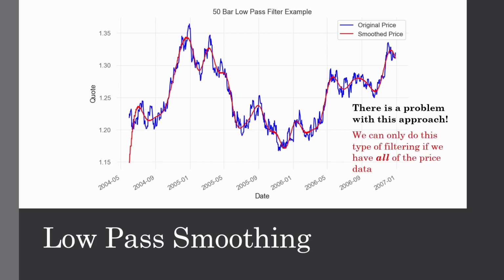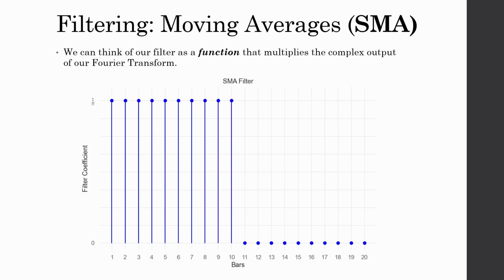We can only do this if we have all of the price data. We did this filter using all of the price data, so this is not possible when we don't have all the price data. And the other thing is, in practice, if we're calculating a filtered moving average, we're not going to perform the Fourier transform on every bar. So what do we do? We go to a moving average. Now, a moving average, in this case a simple moving average, we can think of it as a function that multiplies the complex output of our Fourier transform. So we've got our signal in the frequency domain, and then we're going to multiply this filter by that frequency domain.